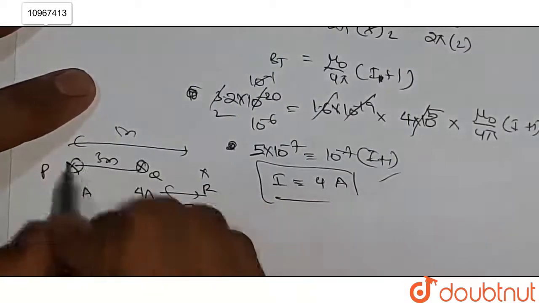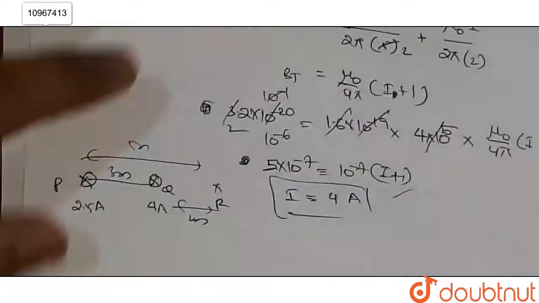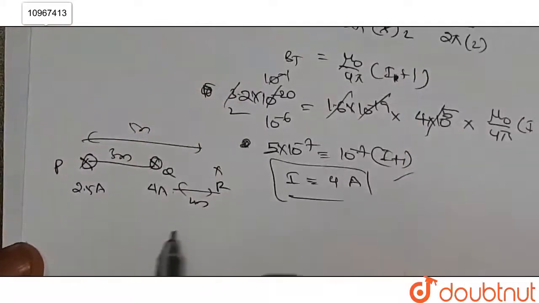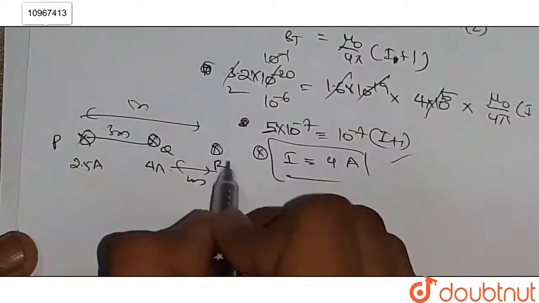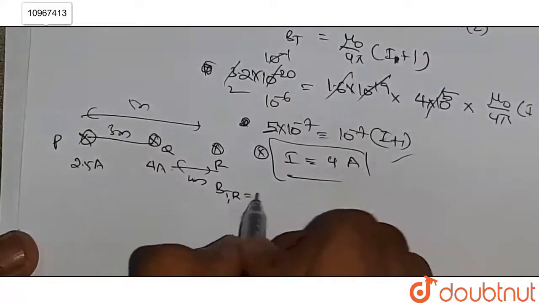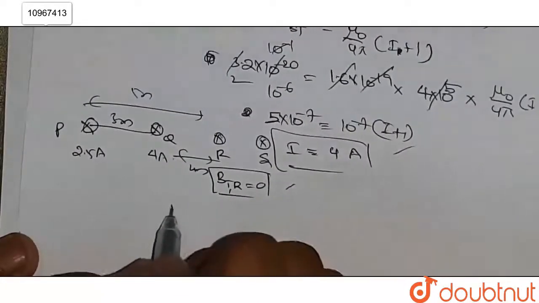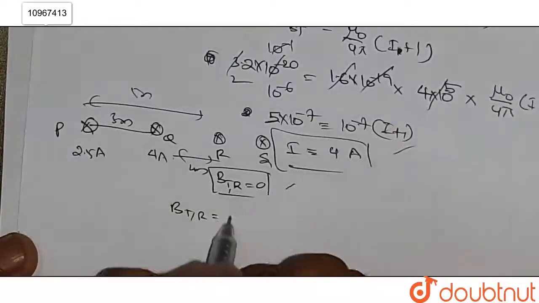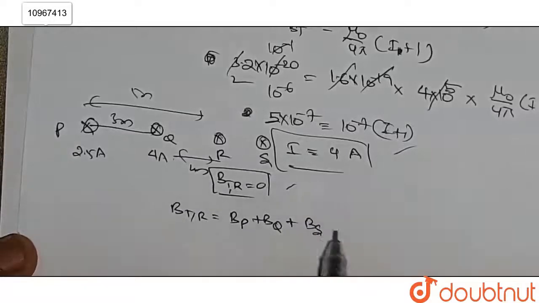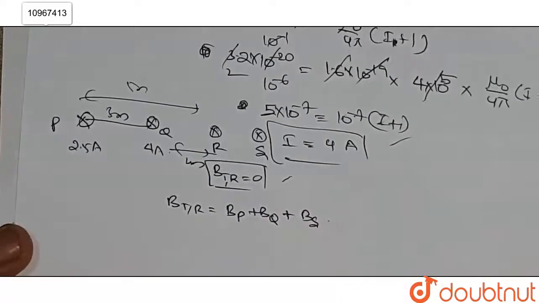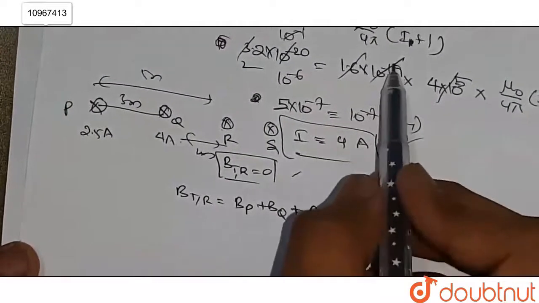Okay, now in the second question they have given us another current carrying conductor, suppose this is placed here, and the total magnetic field at R is 0. So B total at R is equal to 0. Okay, let us say this is some S. So B total at R is equal to BP plus BQ, plus BS, right? Superposition principle.